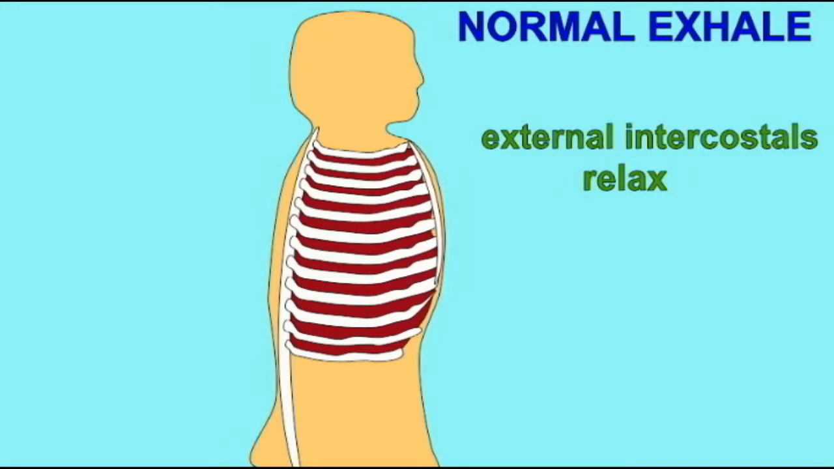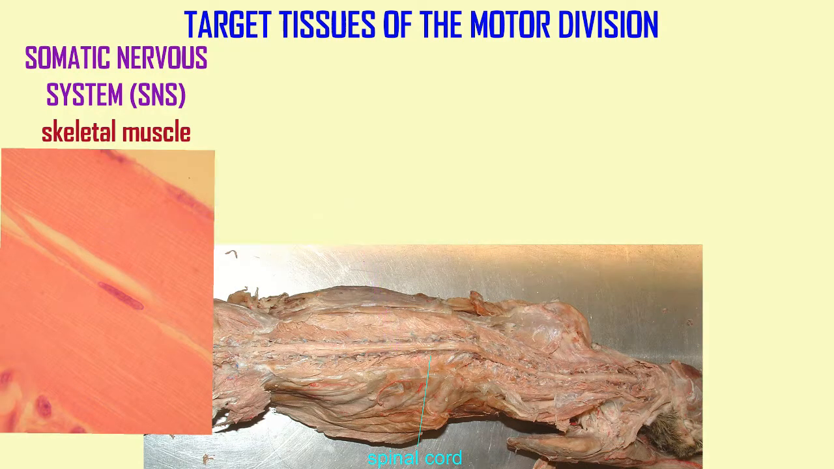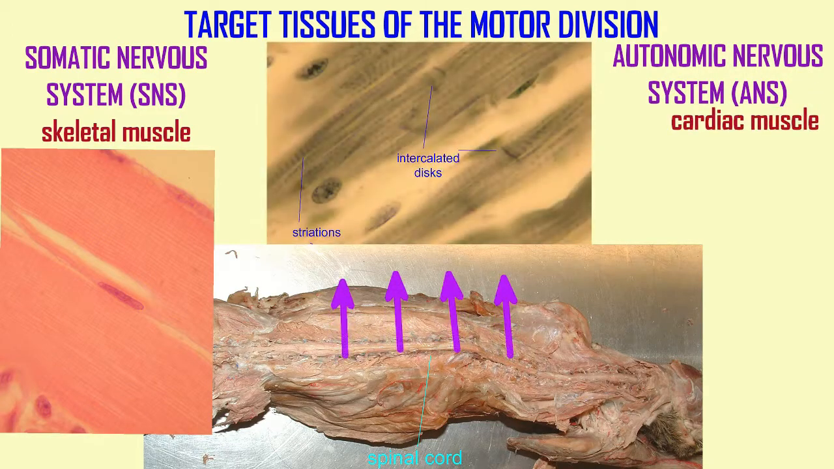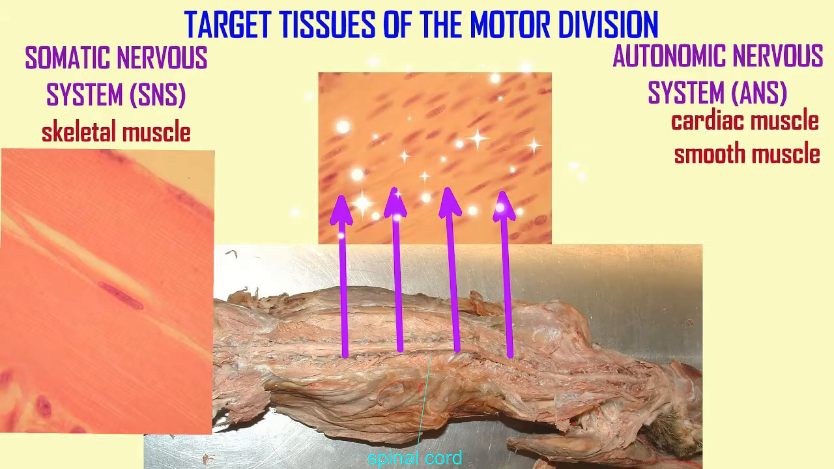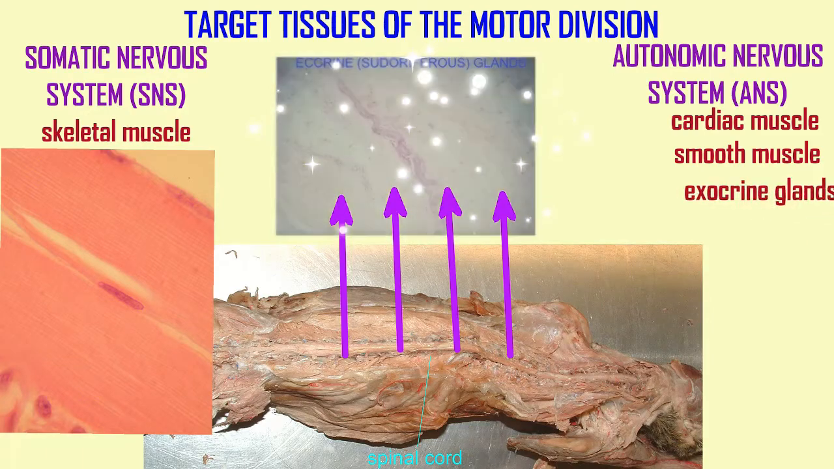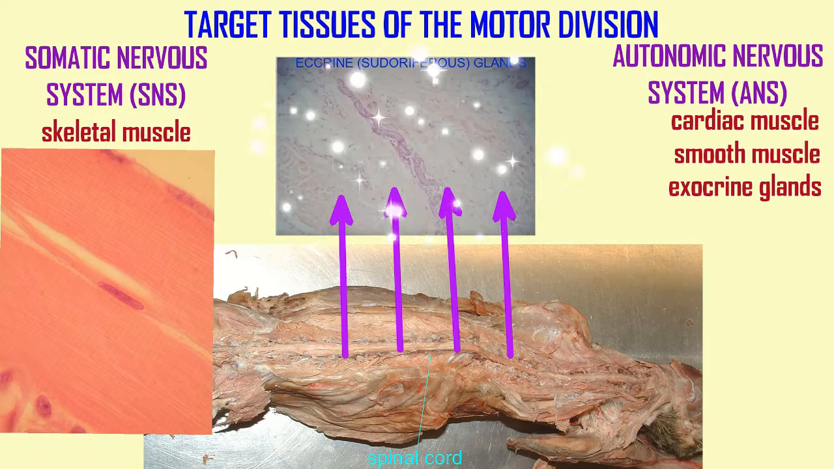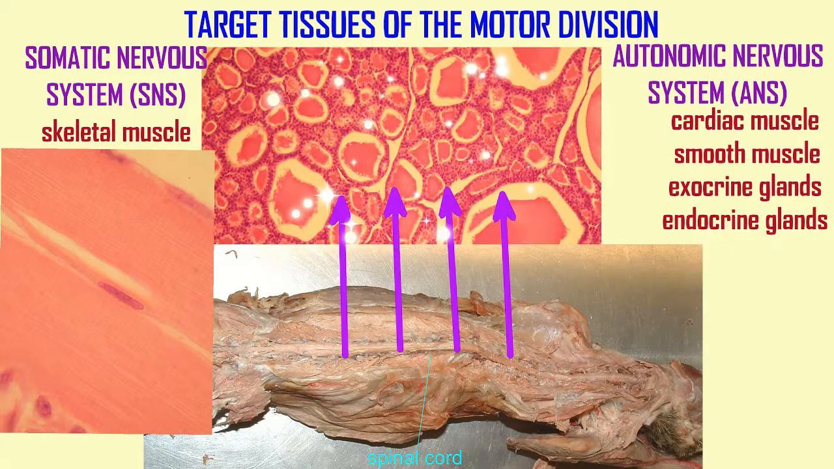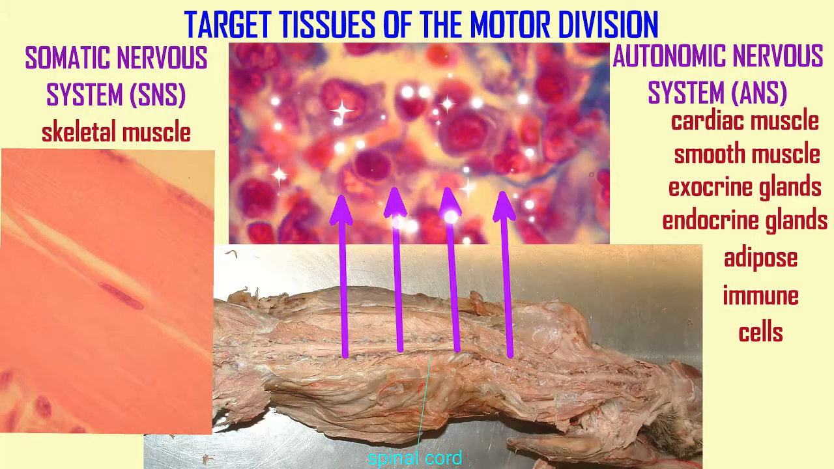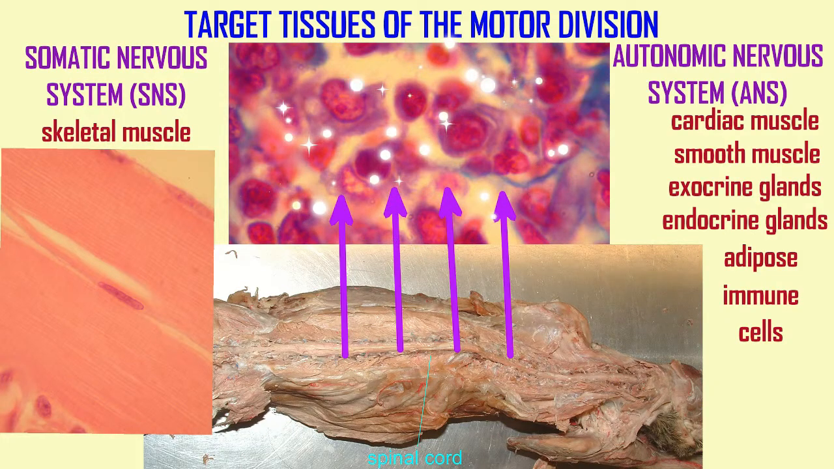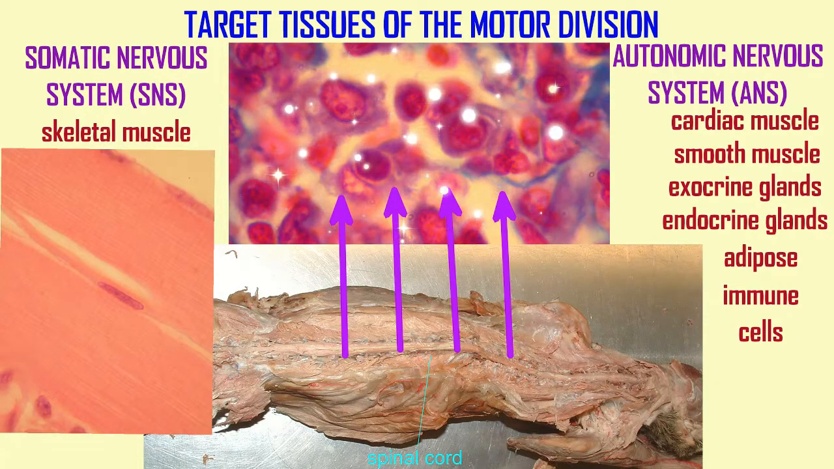The autonomic nervous system has a different set of target tissues. Instead of sending motor commands to skeletal muscle, the autonomic division controls cardiac muscle, smooth muscle, exocrine glands, which are secreting products from the body through a tube or a duct typically, and endocrine glands, which make hormones. In addition, the autonomic nervous system can send commands to adipose and immune cells.